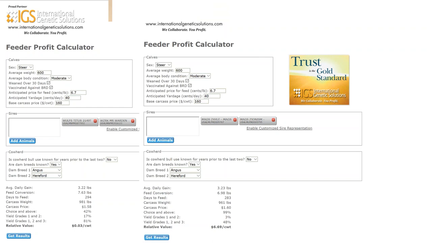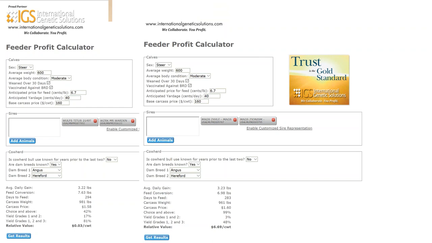Before we talk more about the bottom, on the right we have those two high-indexing bulls, the Magzale and Mag Zionism bull. Both of those bulls are on the top end of the Limousin population for their mainstream terminal index, same Angus Hereford cow base. You can see in this situation there's nearly a $7 difference per hundredweight, or 7 cents a pound, between the calves that come out of there from a relative value standpoint.